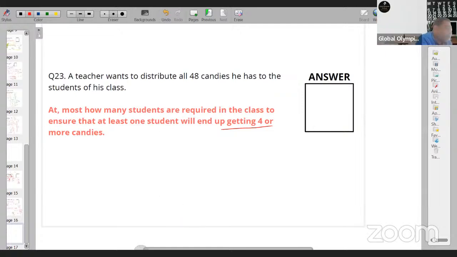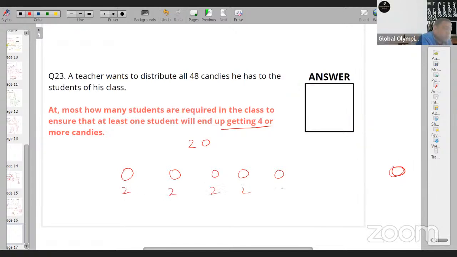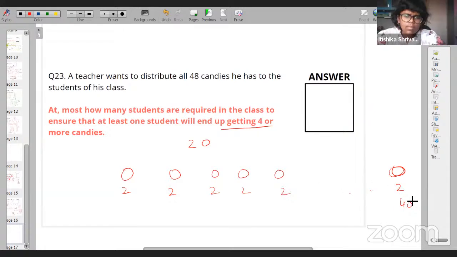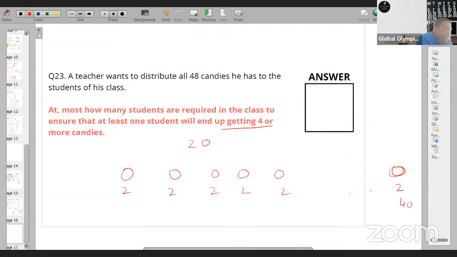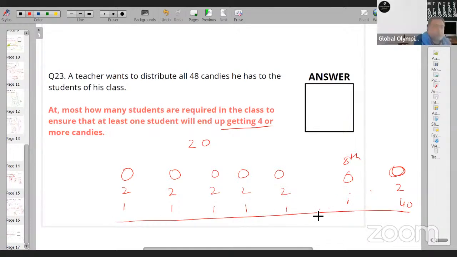Now let's look at this. Let's say I have 20 people. I'll just give you an example. Let's say there are 20 people, and I start giving 2 each. So I exhaust 40 chocolates, correct? I'm still left with 8. So I can give 8 more people like this, till the eighth person. One more. I still am not able to give 4 to anybody, correct?